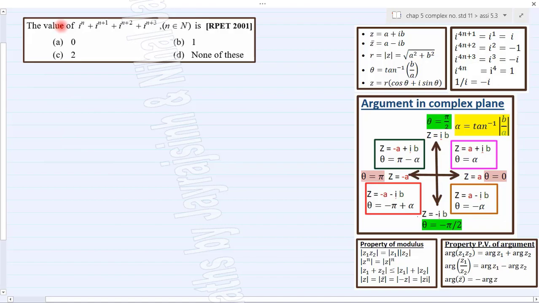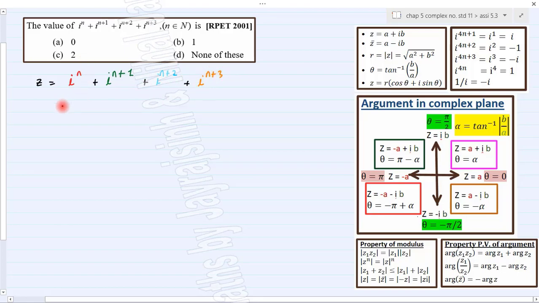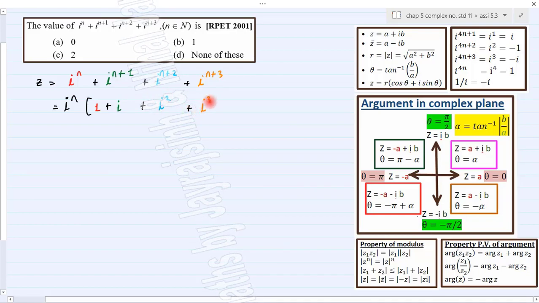In this question, you have to find the value of i raised to n plus i raised to n plus 1 plus i raised to n plus 2 plus i raised to n plus 3, where n belongs to natural numbers. So for simplification, if we take i raised to n common, we will get 1 from the first term. In the second term, the remaining term will be i. In the third term, we will get i square. And in the last term, i cube.